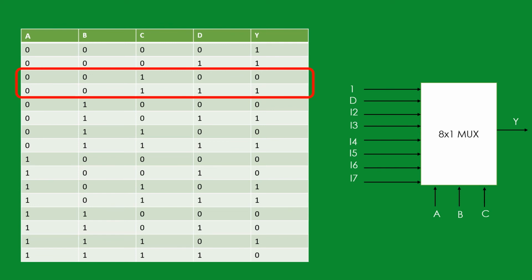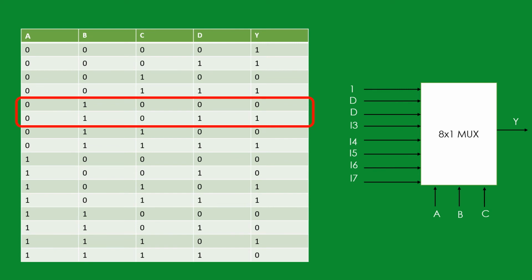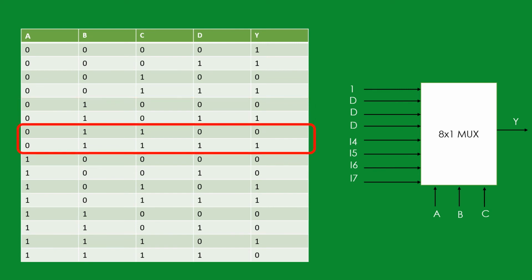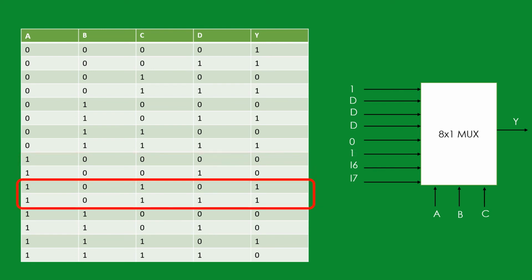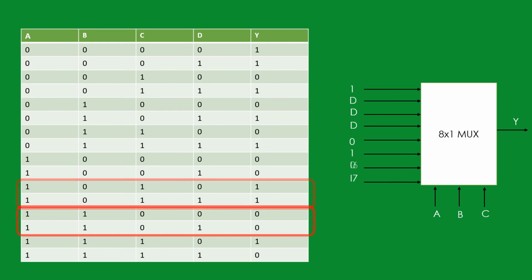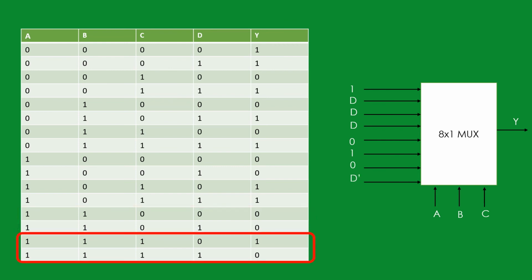The third set, and also the fourth, follow the same pattern and are equal to D. The fifth set have both outputs as zeros, so there's no dependency on D, and so we can set the input to 0. And for the same reason, the sixth set is 1, regardless of D, so the input is 1. The seventh set is just like the fifth, and will have its input set to 0. And lastly, we can see that for the last two rows, the output is the complement of D, meaning this mux input is D'.